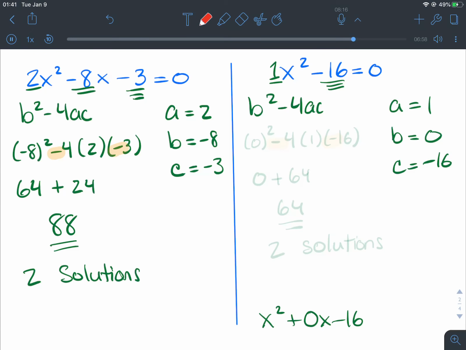So when we plug it in, 0 squared, because that's your b, minus 4 times a, which is 1, times c, which is negative 16. 0 times 0 is 0. And then again, we have a negative times a negative is a positive. 4 times 1 is 4, and 4 times 16 is 64. So since your answer is positive, it's going to have 2 solutions.